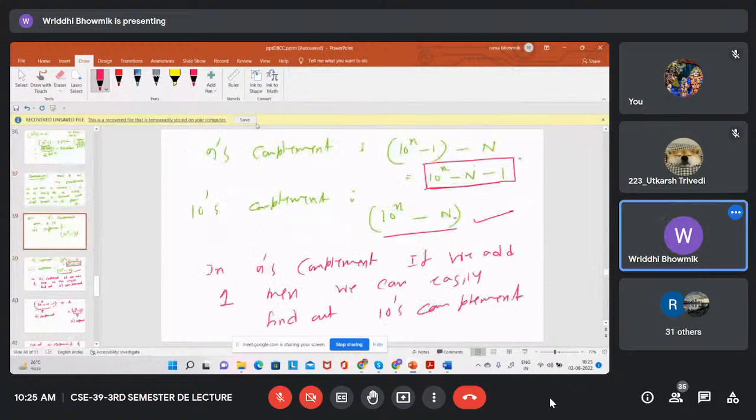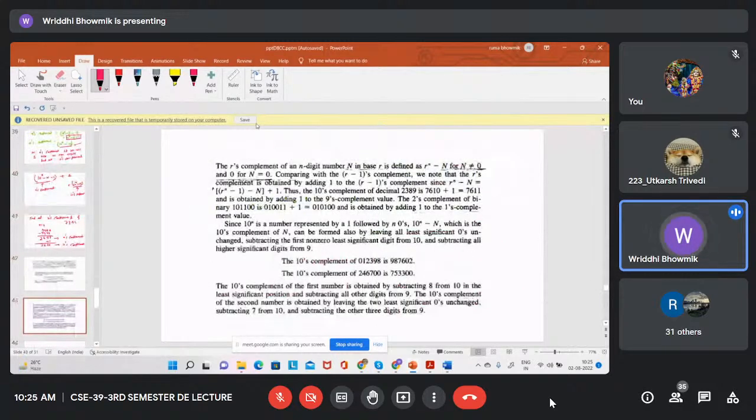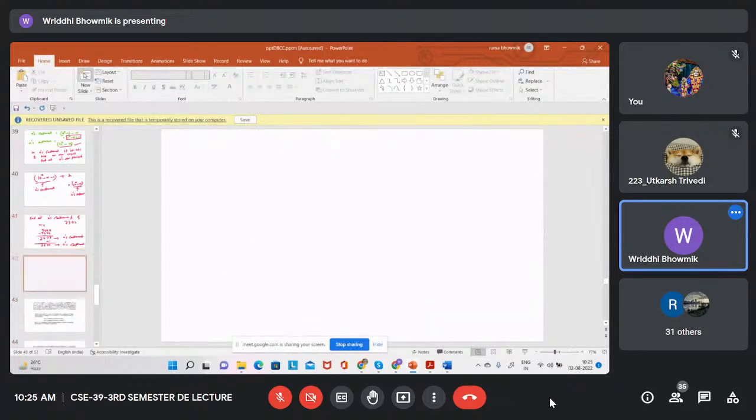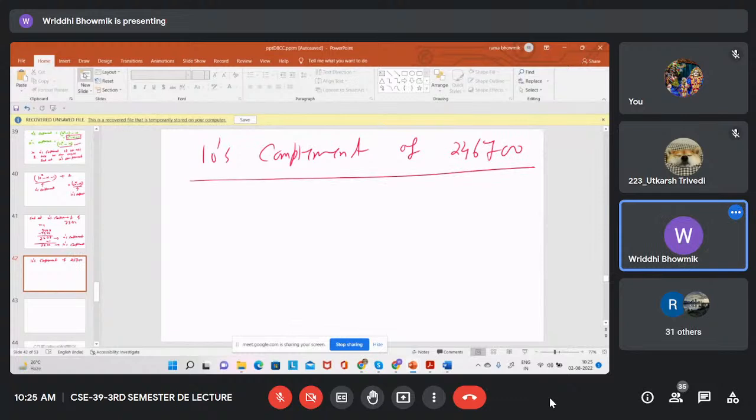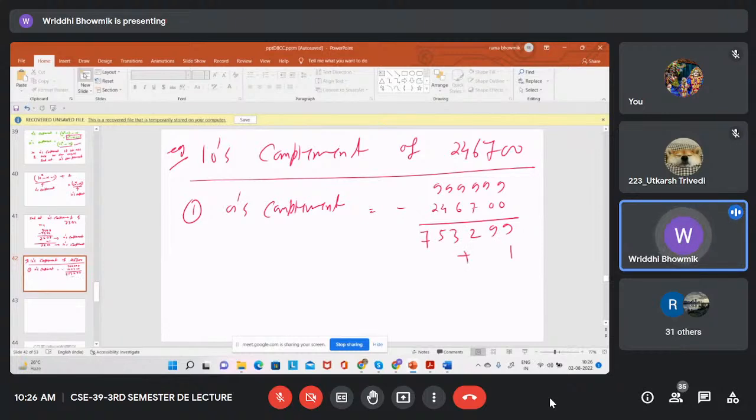So, okay, 10's complement, I'll take another example, 246700, right? Tens complement of 246700. So first you do the 9's complement. The first step is the 9's complement. So how many digits are there? 6. So you will consider 6 nines. And then 246700. Subtract each and every digit present in this number 246700 from 9. So 753299. Now what you will do? You will add just 1.